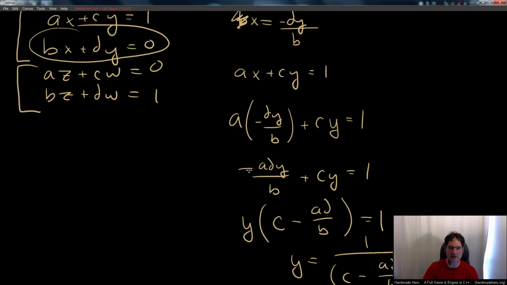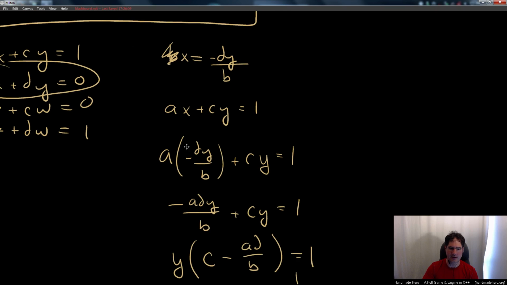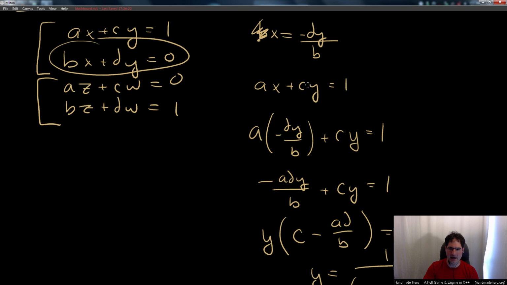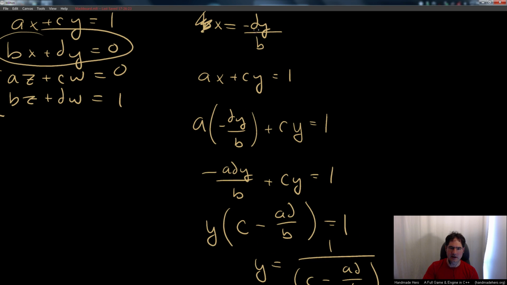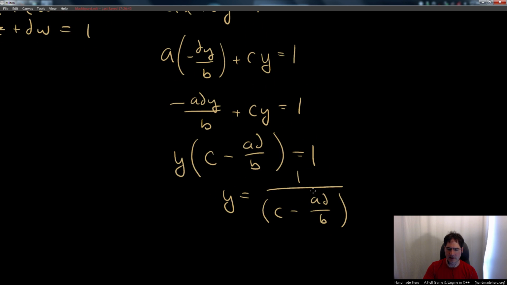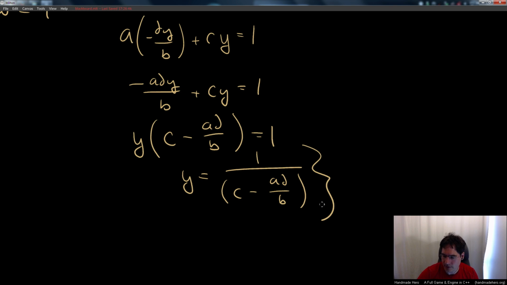So let me just quickly double check that, because like I said, I usually make math errors. We have bx plus dy, so I just subtracted the dy to the other side, and then I divided by b, so that's where my x came from. I had ax plus cy. I substituted in my negative dy over b, so I had negative dy over b, times a, plus cy equals 1. So that's negative ady over b plus cy. And then I just pulled my y out. I flipped the terms because this one's negative and this one's positive, so I put the c first and the negative ad over b, and then I ended up with this term here.